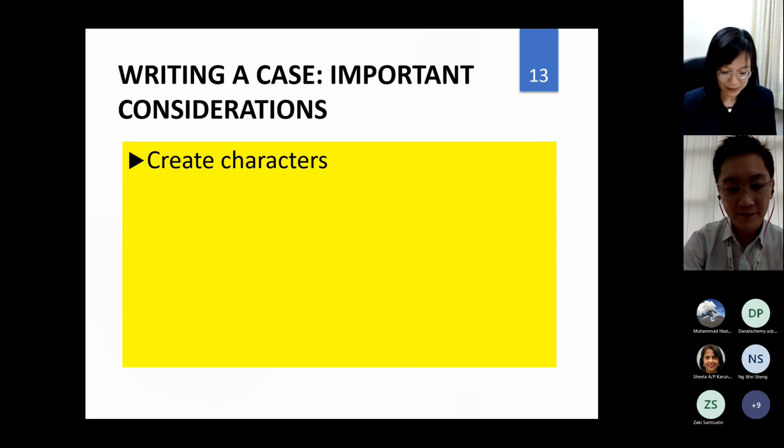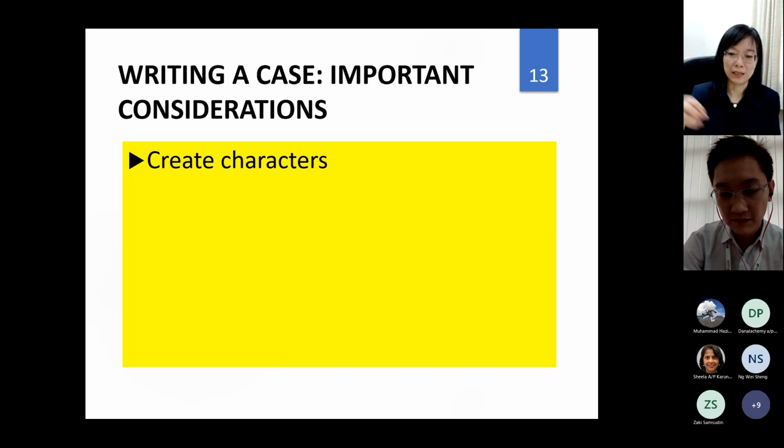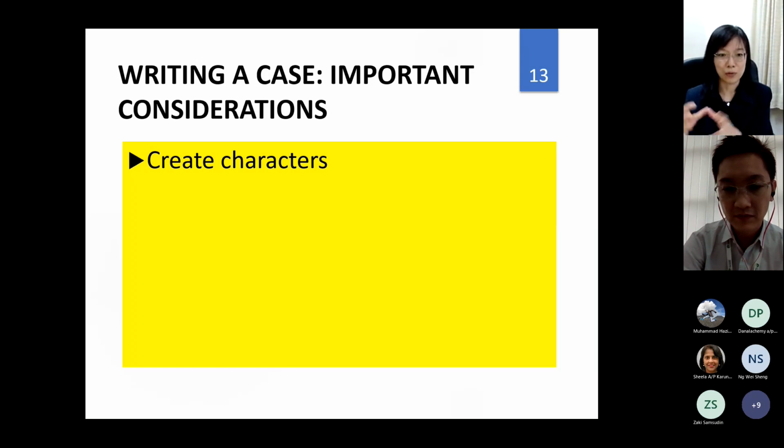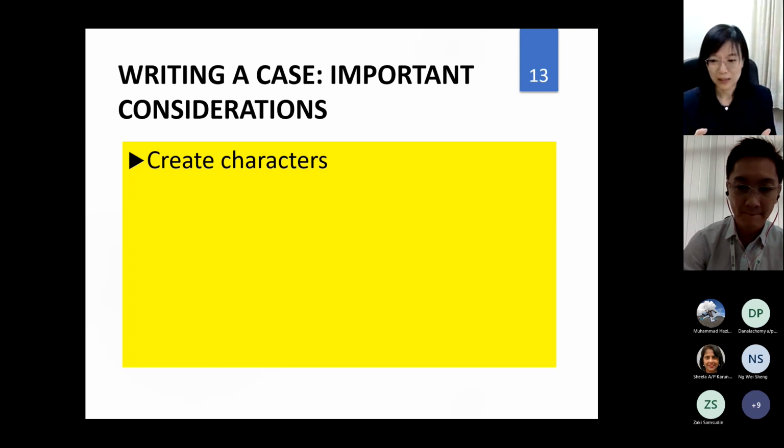When you have your characters, you can have the main character, which is the protagonist, right? And you can have the supporting actors, maybe the manager or the sidekick, to make up the characters in your case. But when you put in the characters, you also have to ensure that they are relevant to your case. Because if you bring in too many characters, you're going to confuse the readers. Just like reading a story, if you have too many characters, you will also be confused. And then you have to turn back and read, who is this person? So too many characters is also no good.